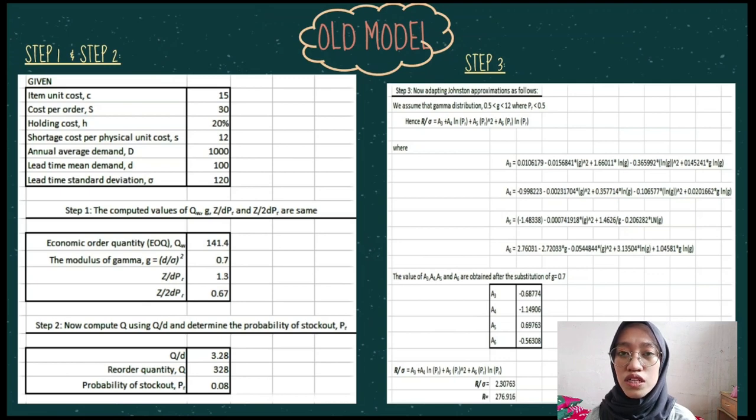After the calculation using Johnston approximation, we obtain A3, A4, A5, and A6 values of negative 0.68774, negative 1.14906, 0.69763, and negative 0.56308 respectively. Hence, we got the reorder level R value of 276.916 after the calculation.